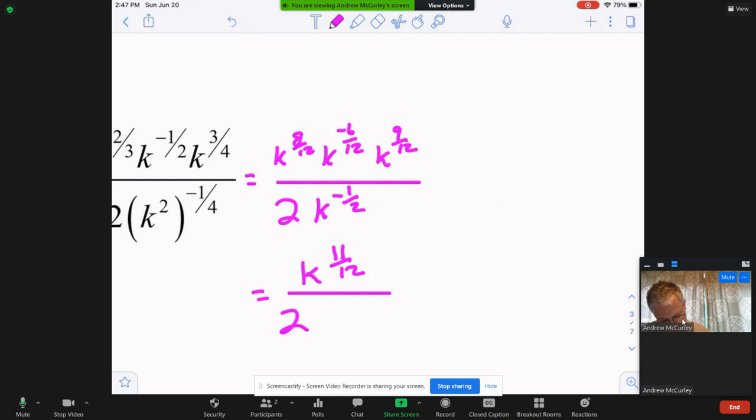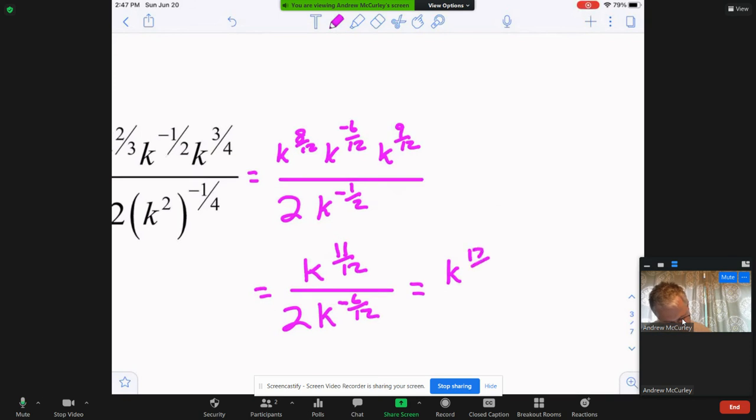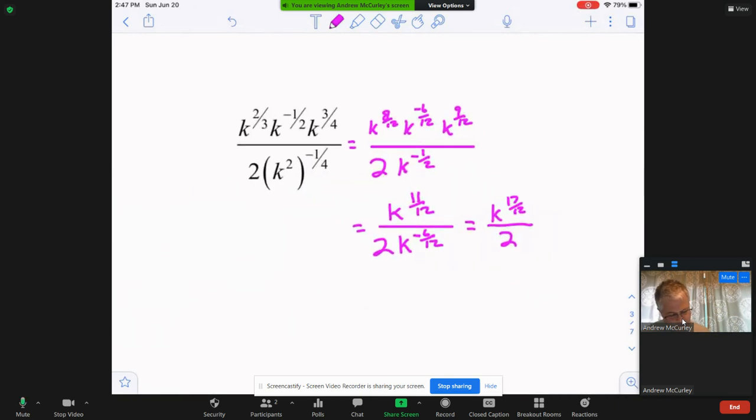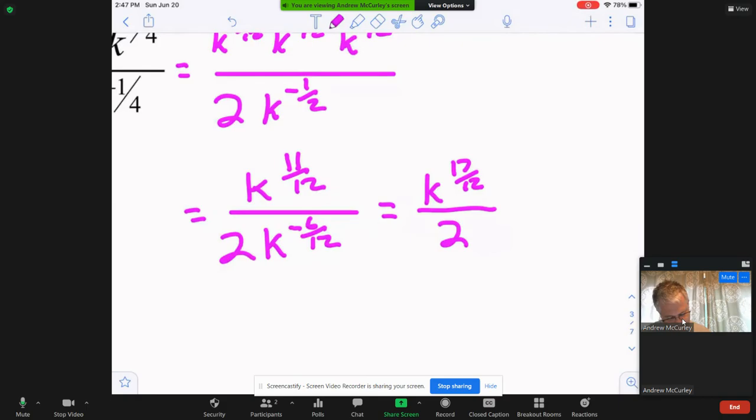That 2 didn't go away. K to the, you know what, I'm going to go negative 6/12. So that is going to be k, now with the quotient rule, 11 minus negative 6, so plus 6, is going to be 17/12, over 2. I guess that's what we need. Another way to write this would be 1/2 times k to the 12th root to the 17th power.